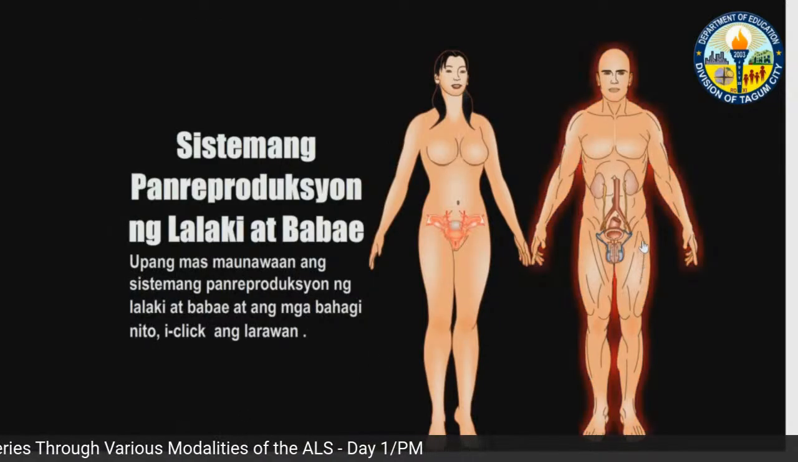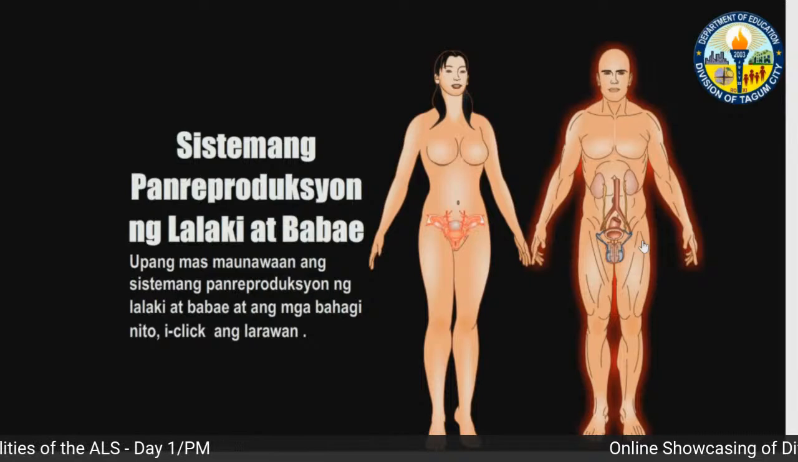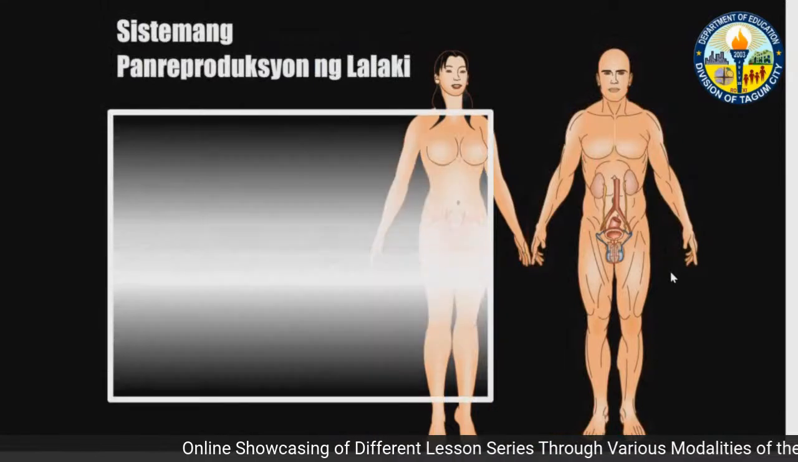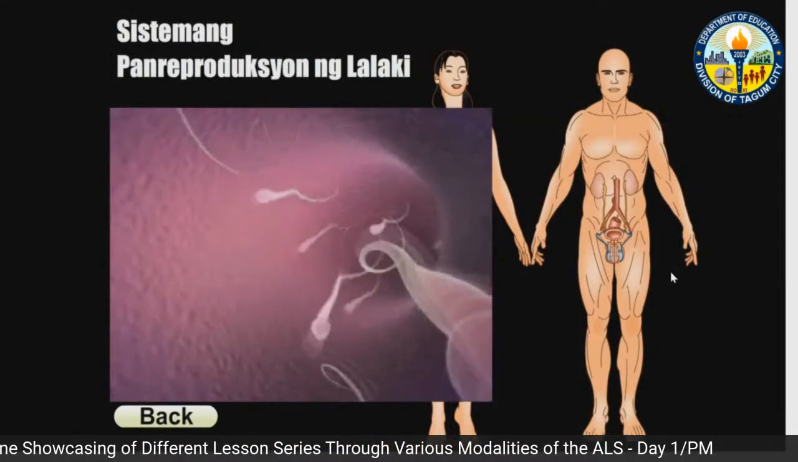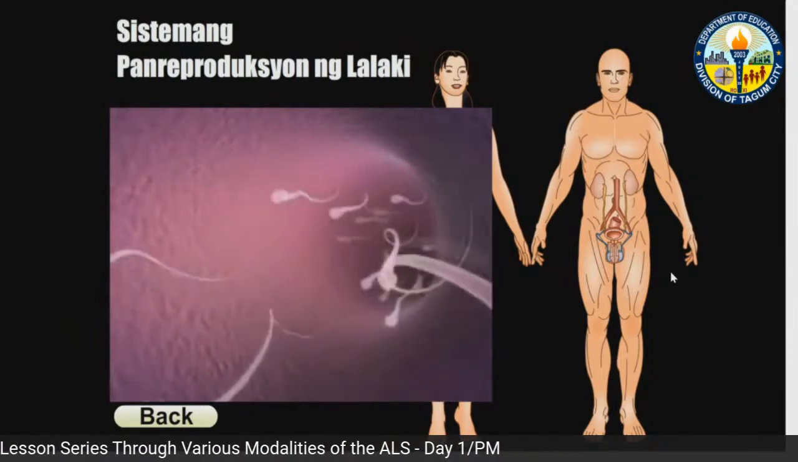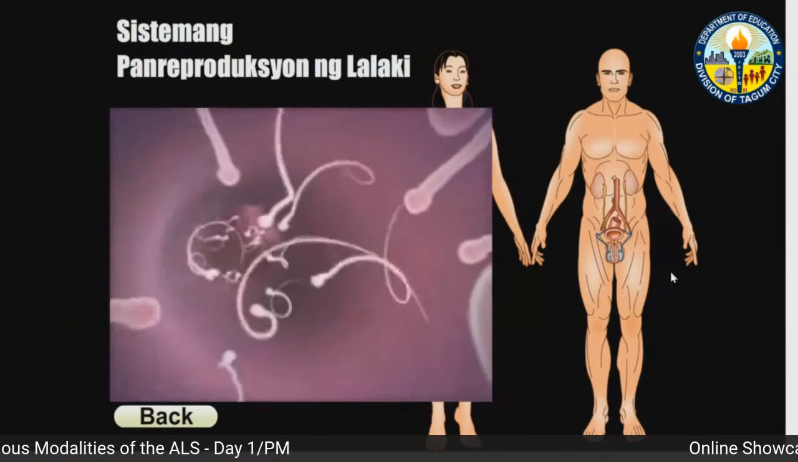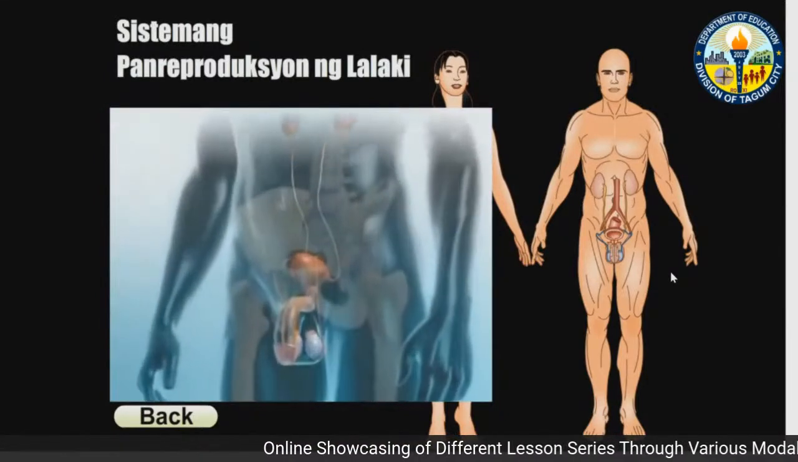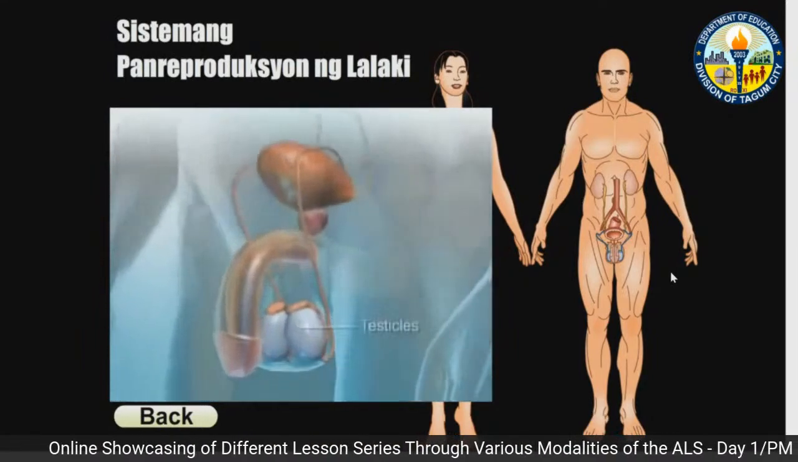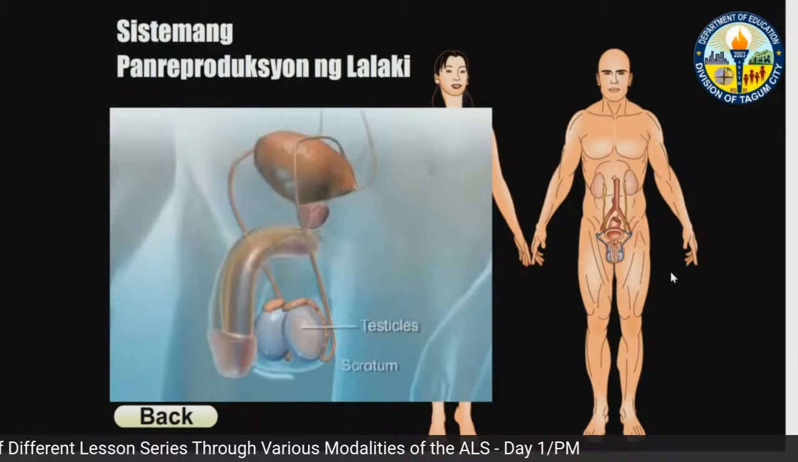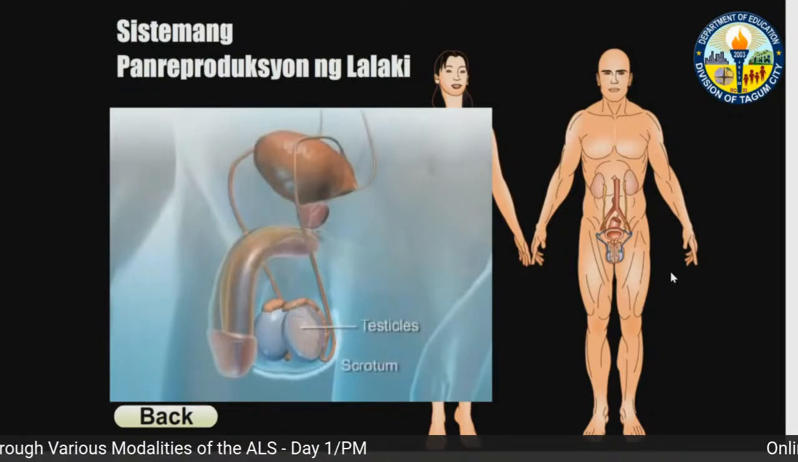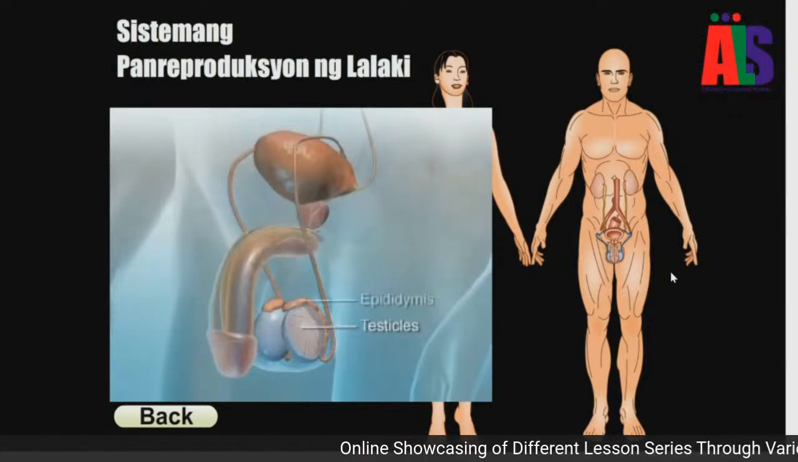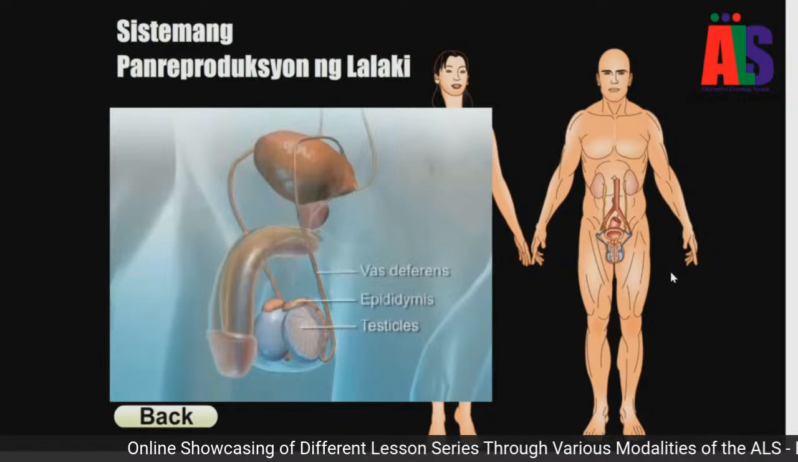Upang mas maunawaan ang sistemang panreproduksyon ng lalaki at babae at ang mga bahagi nito, i-click ang larawan. Ang sistemang panreproduksyon ng lalaki. Ang pangunahing tungkulin ng sistemang panreproduksyon ng lalaki ay ang gumawa ng mga sperm cell upang i-fertilize ang egg cell ng babae. Ang mga sperm cell ay ginagawa sa testicle na matatagpuan sa scrotum. Pinuprotektahan nito ang mga bahaging sistemang panreproduksyon ng lalaki na nasa labas ng katawan. Kabilang dito ang testicle, epididymis at vas deferens.